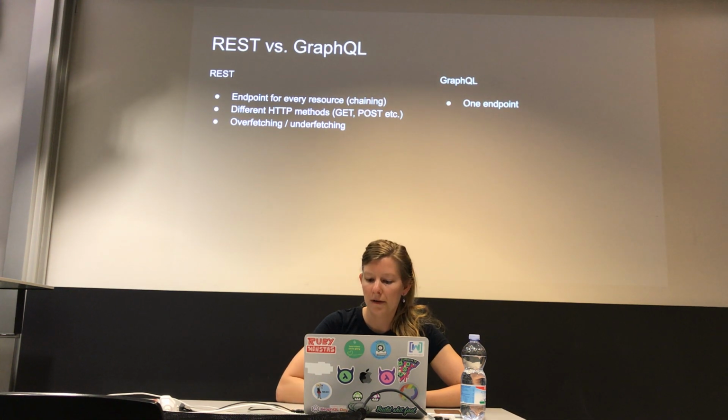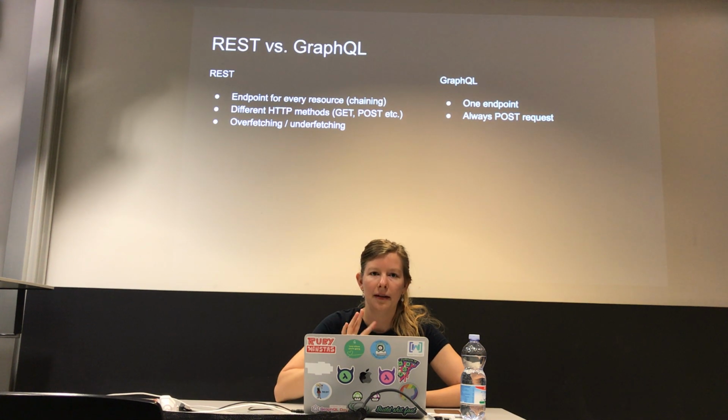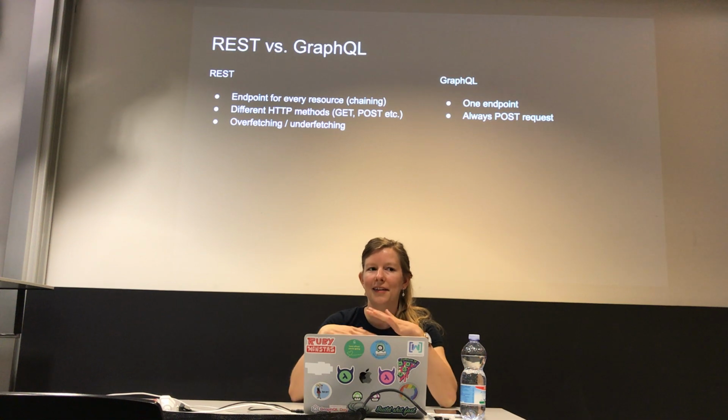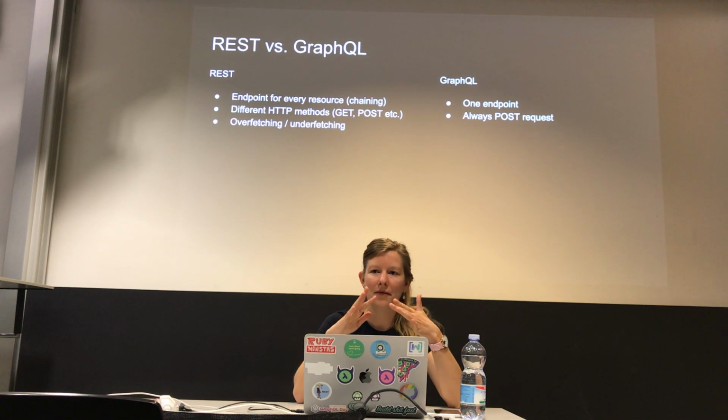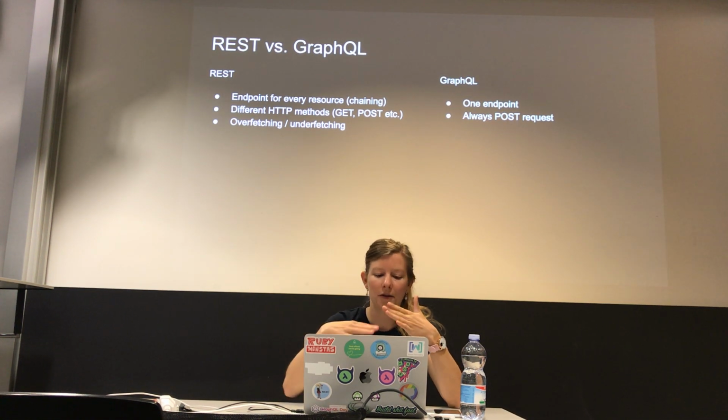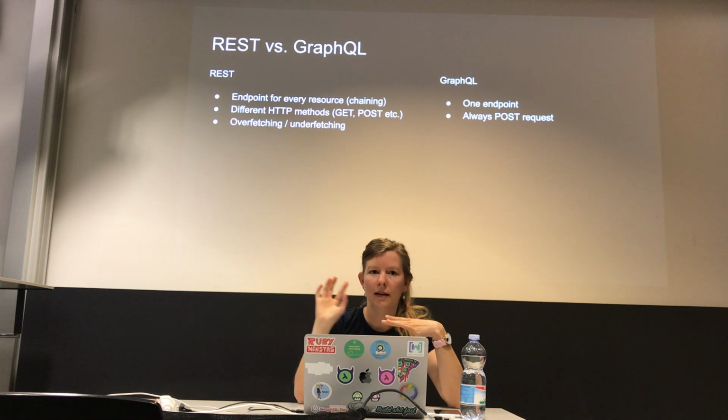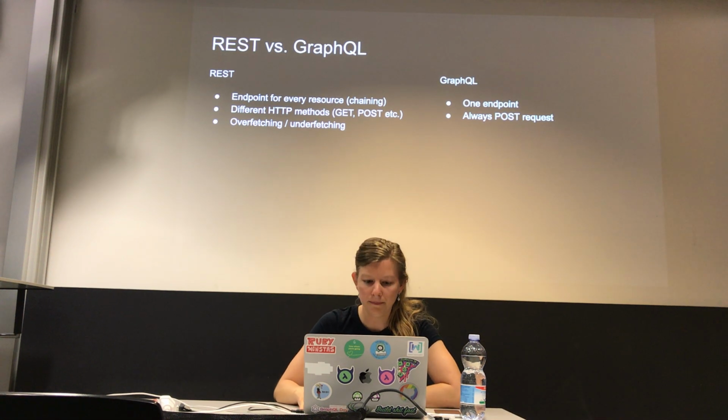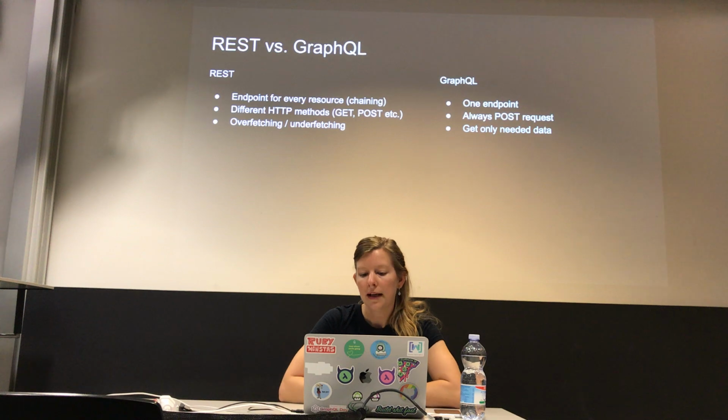On the other hand, for GraphQL, you have one endpoint. We've already said that, and it's always a post request. There is possibility for get, but with Hasura, it's always post and always one endpoint. So for the front-end developers, in the config file, instead of having like 20 or 200 endpoints, it's the one, and you can access all the resources from this one endpoint. And you only get the data that you need.